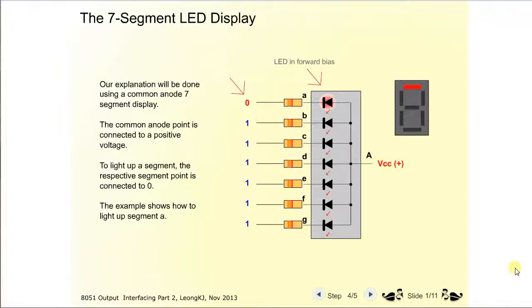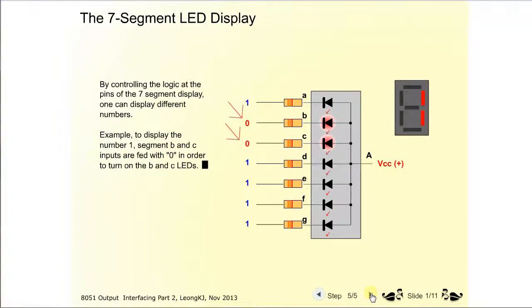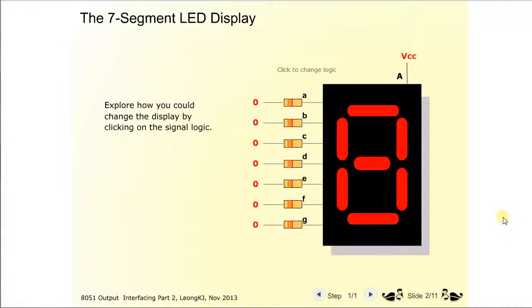To light up a segment, the respective segment point is connected to 0. The example shows how to light up segment A. By controlling the logic at the pins of the 7-segment display, one can display different numbers. Example: to display the number 1, segment B and segment C inputs are fed with 0 in order to turn on the B and C LED. Explore how you could change the display by changing the input signal.